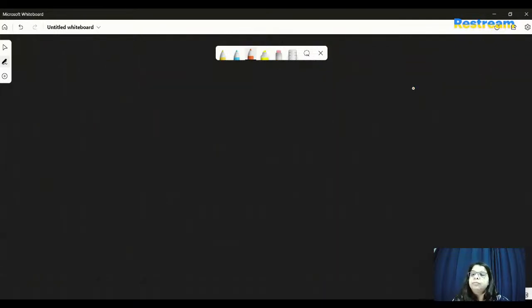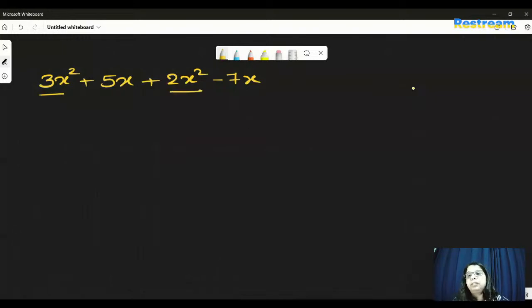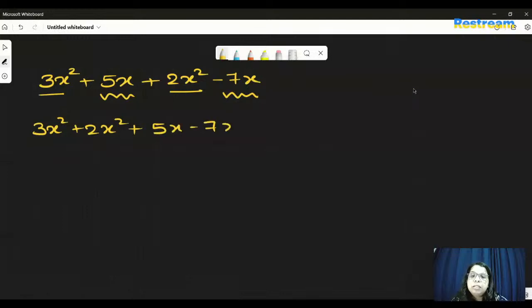So let's say I have 3x² plus 5x plus 2x² minus 7x. Now I'm going to identify my like terms over here. My like terms are 3x² and 2x², and 5x and minus 7x. So I'm going to put them together: 3x² plus 2x² plus 5x minus 7x.